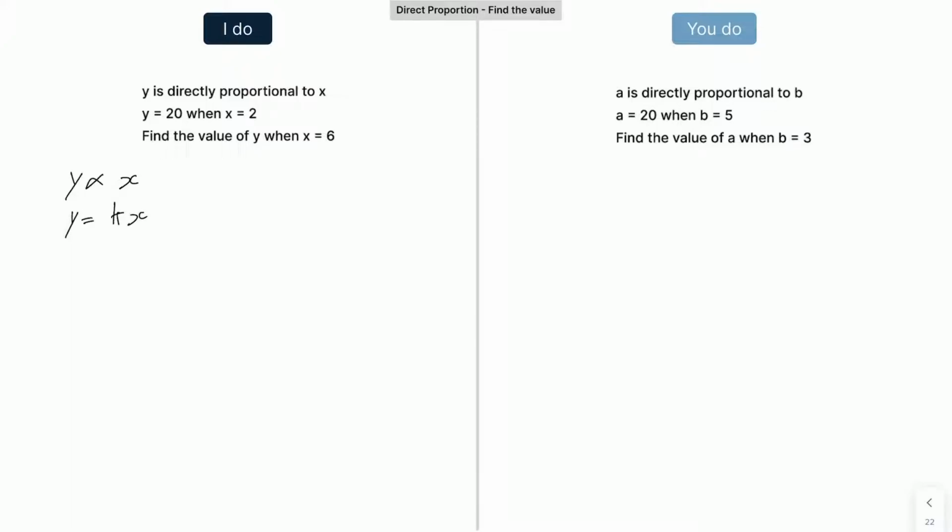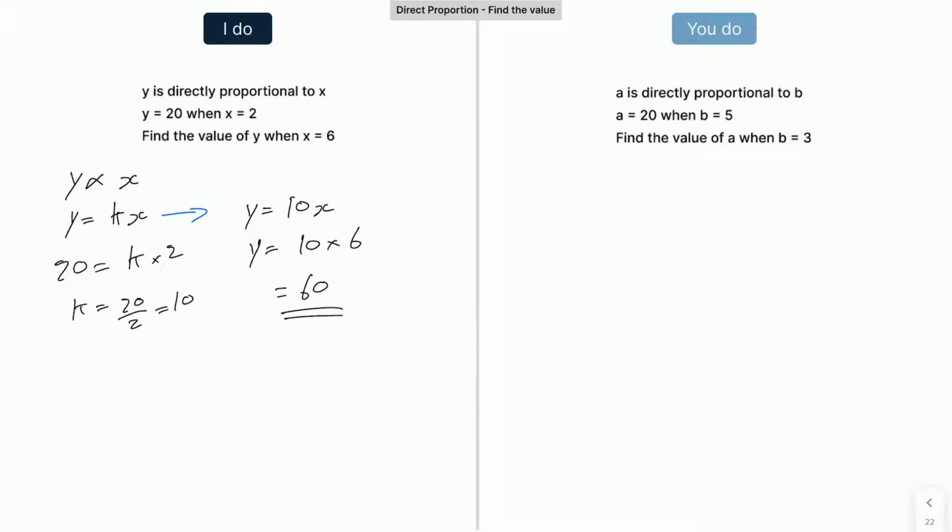Find the value of k by substituting the values in. Now you know what k is. You can write this equation as y is equal to 10x. Now, if you read the question, it says find the value of y when x is 6. So y is equal to 10 times x, which is 6, and that is 60.